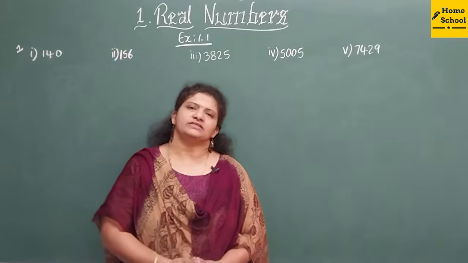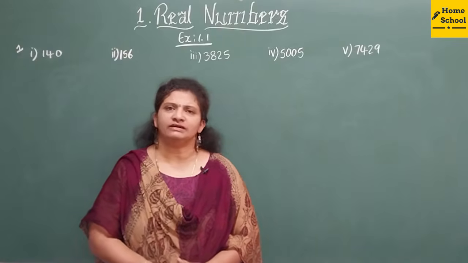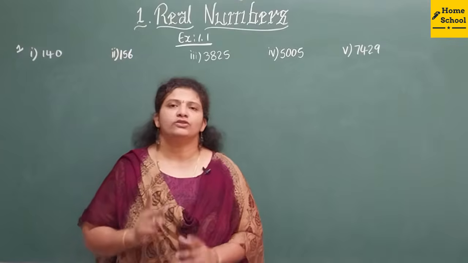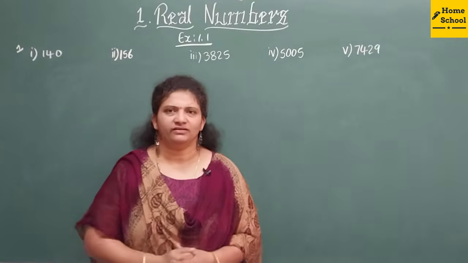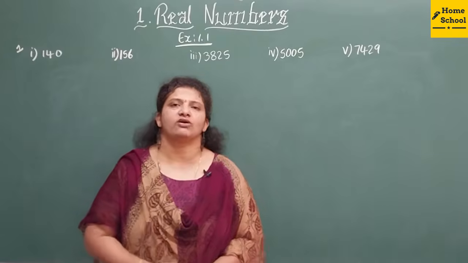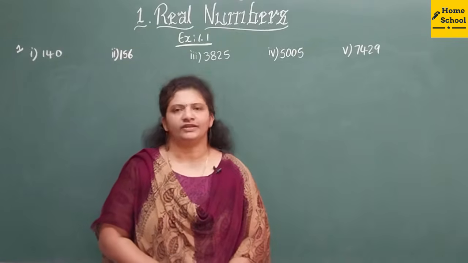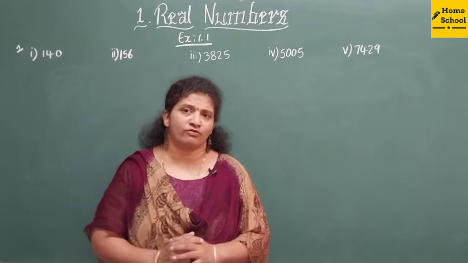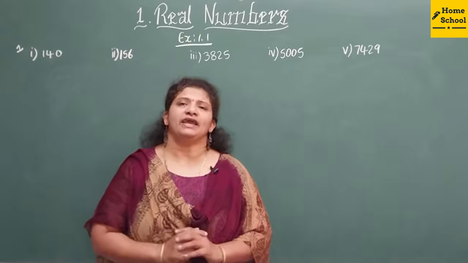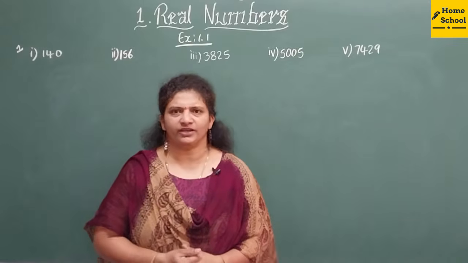Right? So next, co-primes. What are co-primes? If you consider any two numbers, and those two numbers have only 1 as a common factor, then those two numbers are called co-primes. Fundamental theorem of arithmetic: every composite number can be expressed as a product of prime factors, and every factorization is unique. The order is unique.